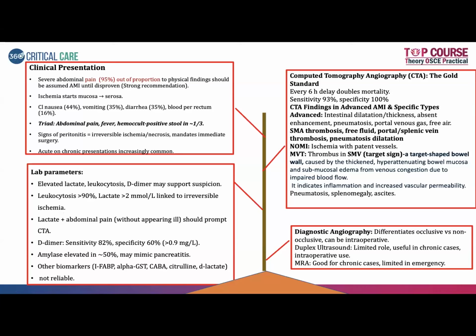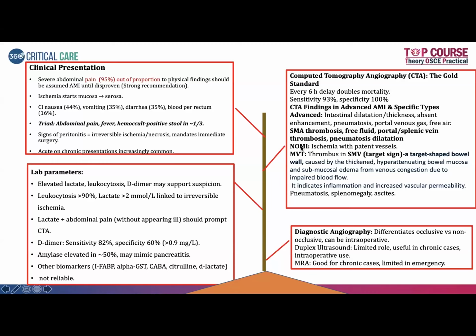In CT, you can find specific findings, like you can detect SMA thrombosis, free fluid, portal or splenic vein thrombosis, pneumatosis intestinalis, portal venous gas, free air. If the blood supply has been affected, bowel necrosis can also be seen, gangrene. So these are the specific findings.